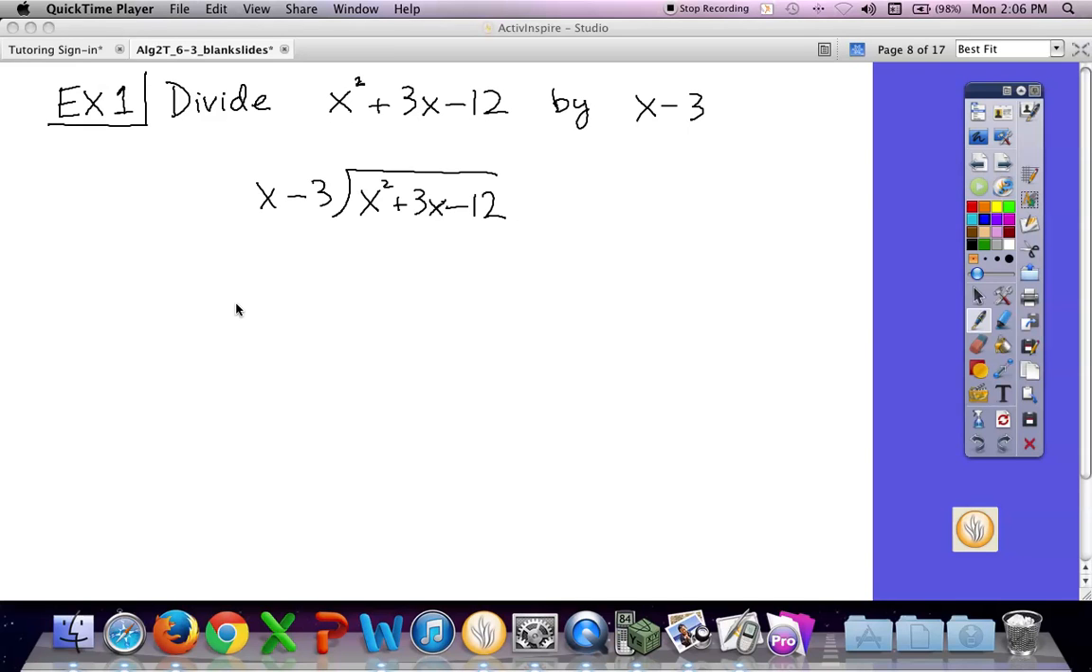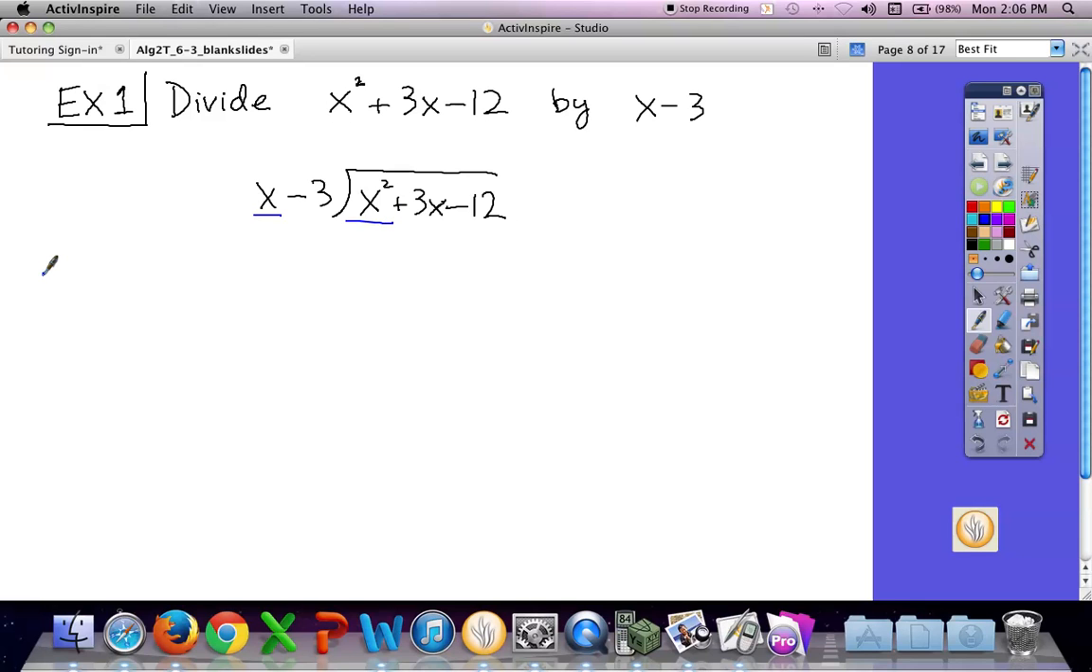Okay, so when we divide polynomials, you're looking at they're both in standard form, right? This x minus 3 is the highest power term on the left, descending order of powers, x squared plus 3x minus 12. You are only looking at the leftmost term on the outside and on the inside.